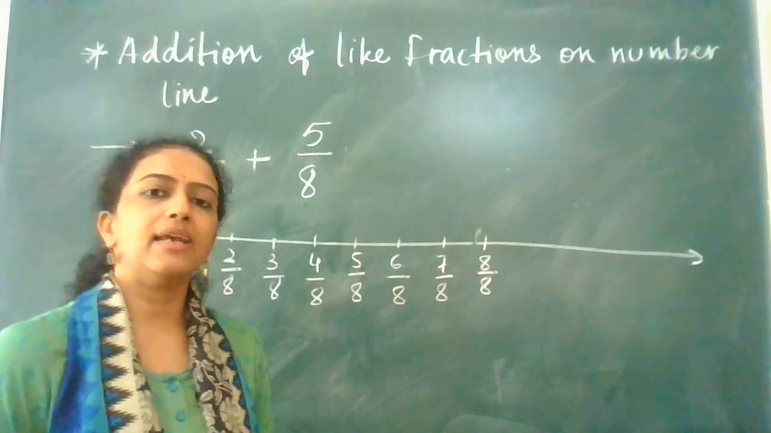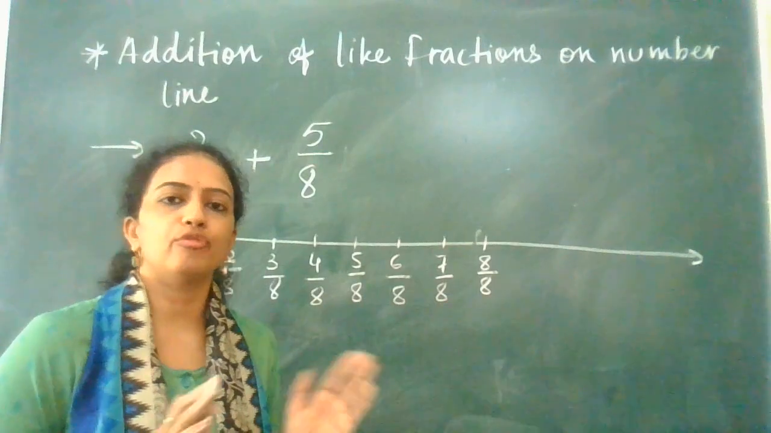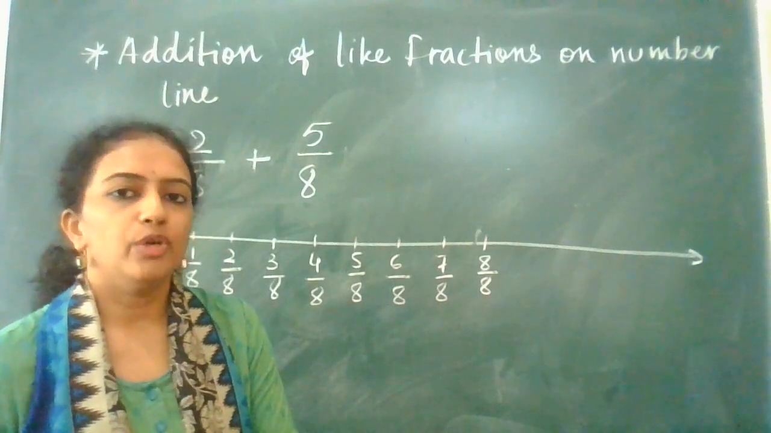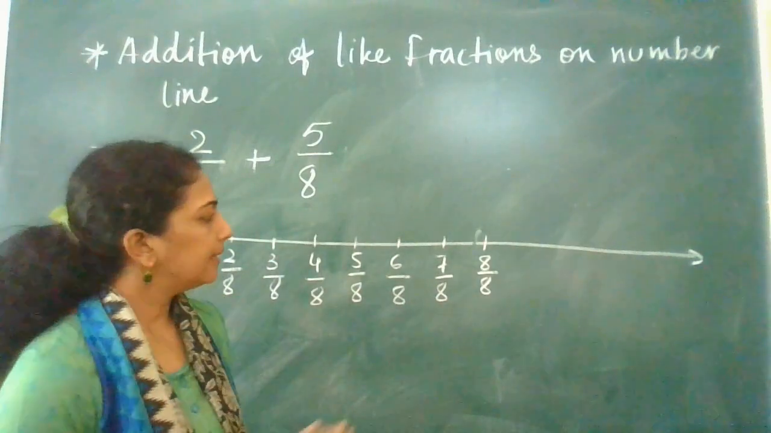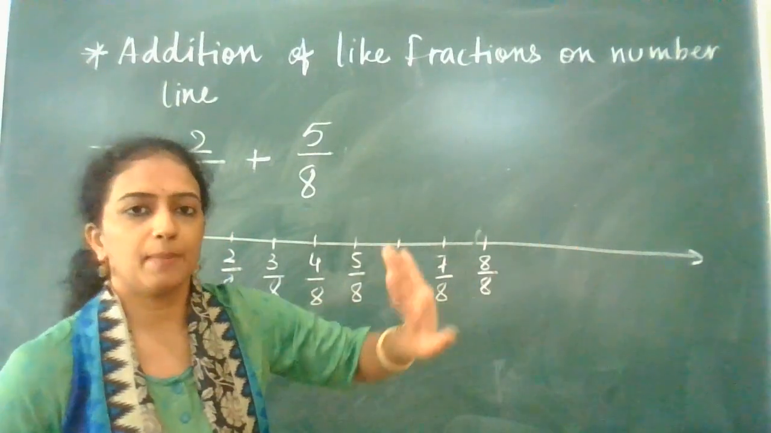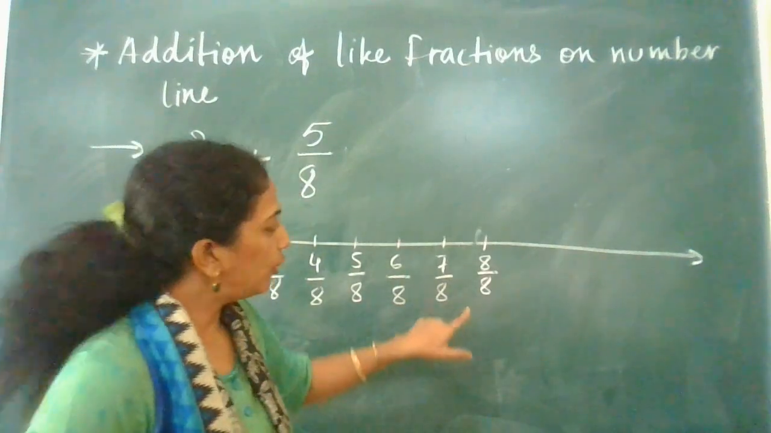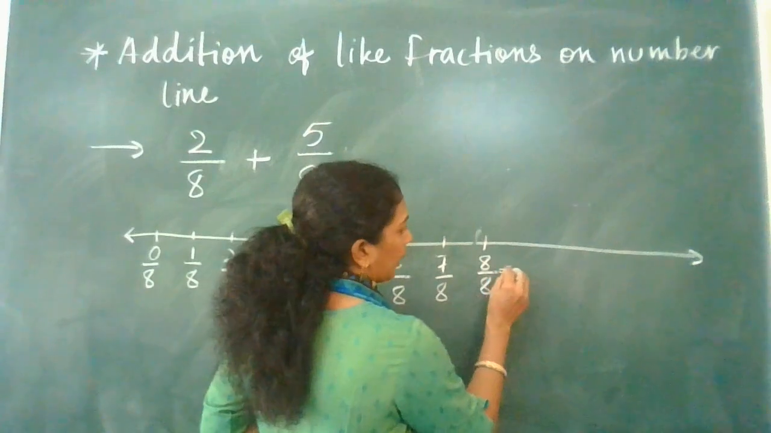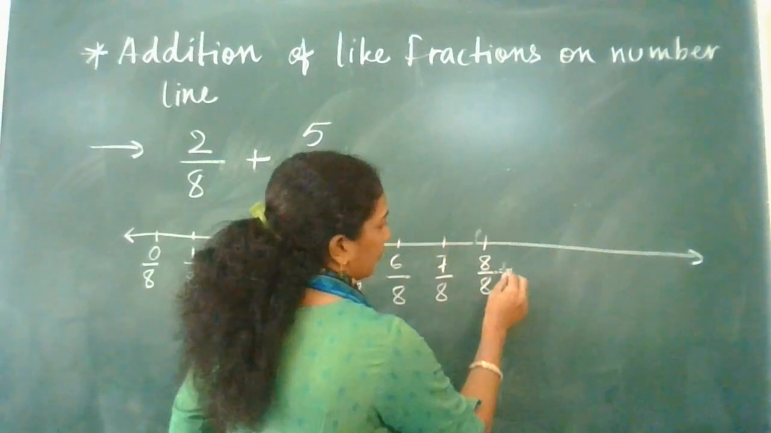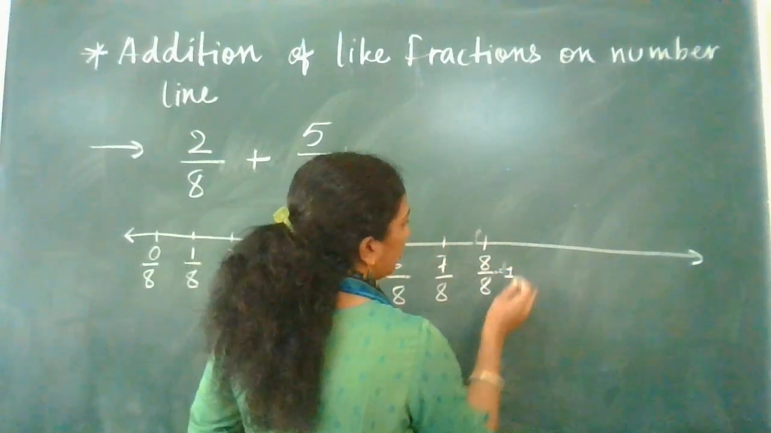As you are doing addition on the number line, you can write some extra fractions also. When you are showing the fractions on the number line, you have to follow the parts as per the denominator. But when you are doing addition on the number line, you can, if you wish, show some extra fractions. As we all know, when the numerator and denominator become the same, it will be considered as one whole.